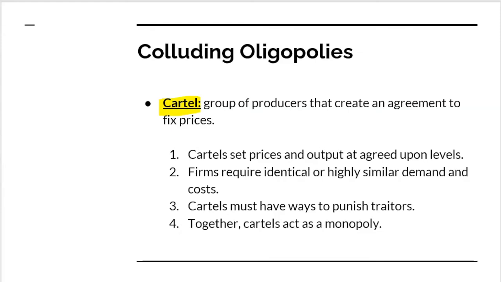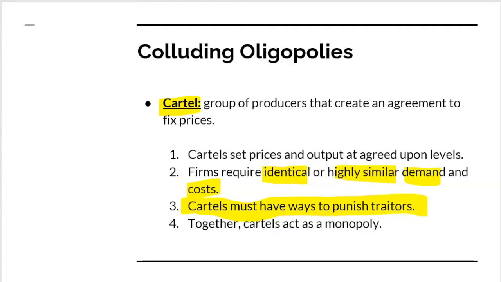And so how it works is step one, the cartels or these colluding oligopolies set their prices and output at agreed upon levels. To do this, the firms in these colluding oligopolies need to have identical or highly similar demand and costs and also products, because if they have dissimilar products, there is no incentive for them to work together, since their products are differentiated. So their products need to be similar. The most important part, though, is point number 3. Cartels have to have a way to punish the cheaters.